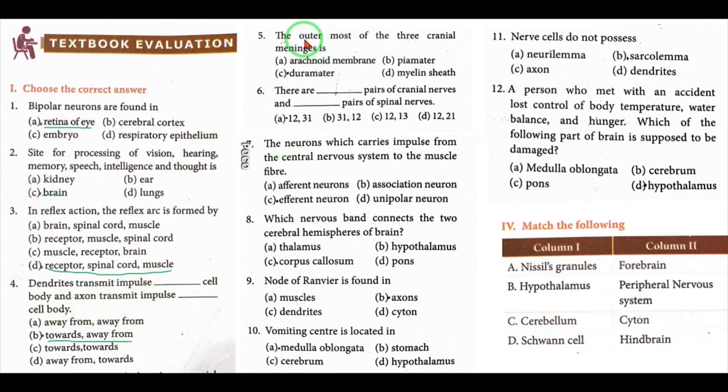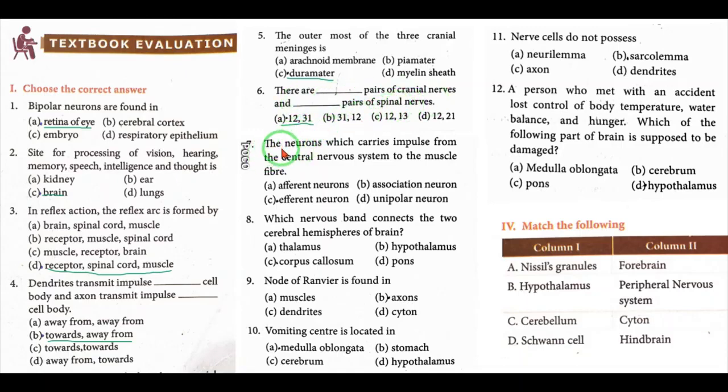Number 5. The outermost of the 3 cranial meninges is: A, arachnoid membrane; B, pia mater; C, dura mater; D, myelin sheath. Correct answer C, dura mater. Outermost layer is dura mater. Number 6. There are dash pairs of cranial nerves and dash pairs of spinal nerves. A, 12 and 31; B, 31 and 12; C, 12 and 13; D, 12 and 21. Correct answer A, 12 and 31. 12 pairs of cranial nerves and 31 pairs of spinal nerves.